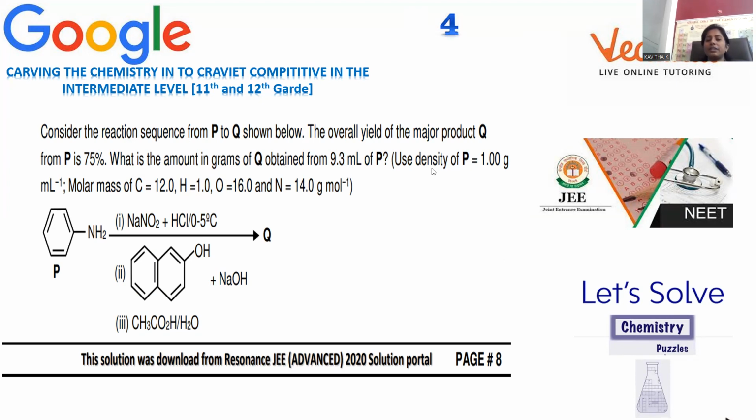So they mentioned the density: density rho is equal to 1 gram per ml. The molar mass of carbon is 12, hydrogen is 1, oxygen is 16, nitrogen is 14. This is the way the entire elemental atomic masses are provided. Density is also there, so it is easy to calculate the amount in grams. Initially, the starting material P is named aniline.